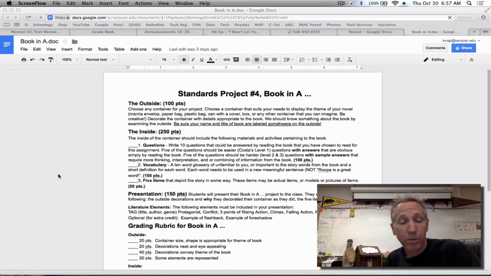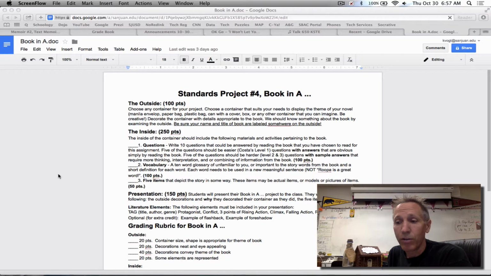Standards project number 4, I bet you couldn't wait. All right, this one's called Book an A because you're going to be reading a novel, just like you've done for the other 2 at-home standards projects. But there's not going to be a lot of writing this time, and some of you are thinking, yes, no essay, I'm happy about that. And others you're thinking, what's going on? Because you're a little afraid, and yes, you're right.